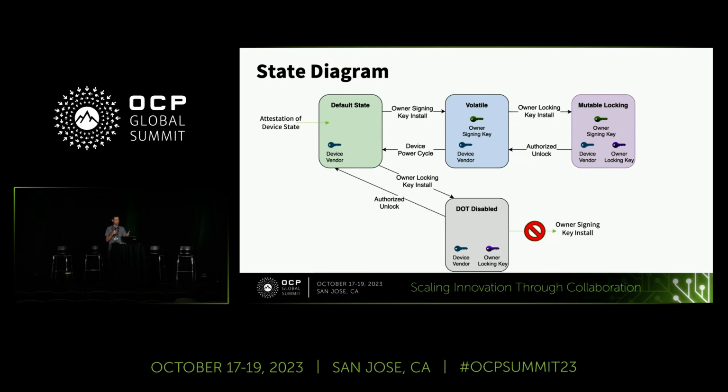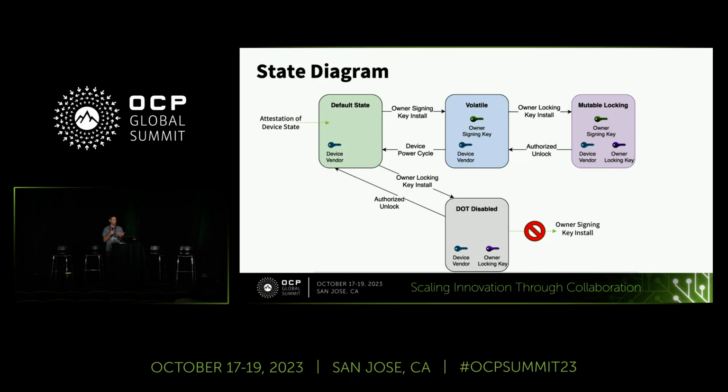But if you felt so inclined to either rotate the owner locking key or return to the default state, you perform that same authorized unlock operation that I described before, and you return to the default state. So I hope the state diagram helps make the flow between DOT states make sense, and how we envision being able to transition a device from its default state to the volatile state to mutable locking as needed.